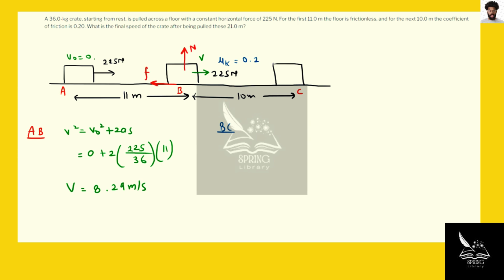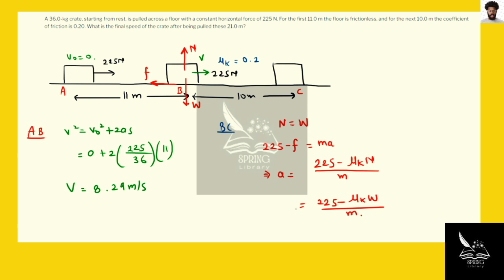This is the normal reaction and this is the weight. So clearly the normal reaction will be equal to the weight, and the acceleration is going to be 225 minus F. This is the net force, and this should be equal to ma. So the acceleration is going to be 225 minus friction force, which is mu k times normal reaction, over mass. So that's 225 minus mu k times weight over mass. This is the required acceleration.